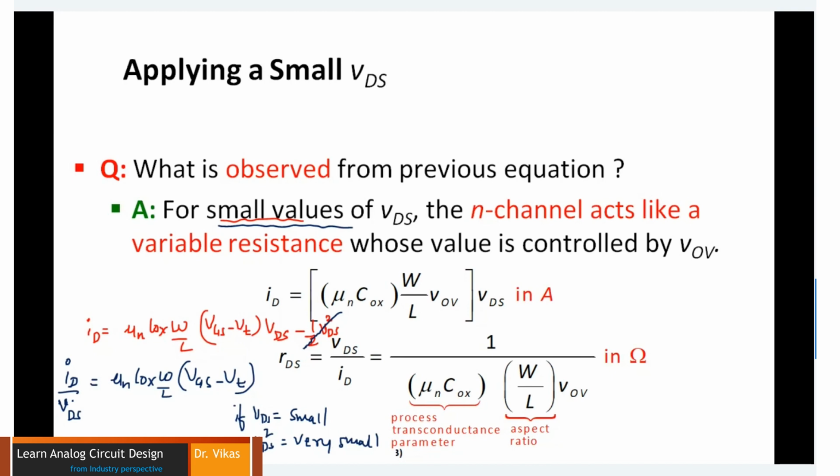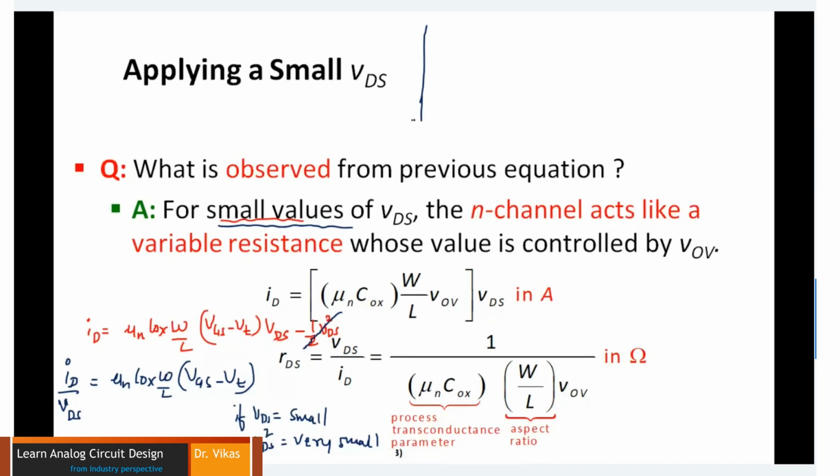So if I just take the reciprocal of that, that is VDS by ID, that means I can say it is going to represent a resistance. That means the resistance offered by the channel when it has a smaller value of VDS can be given by 1 upon mu n C ox W by L times VOV. And why am I considering a small value of VDS?